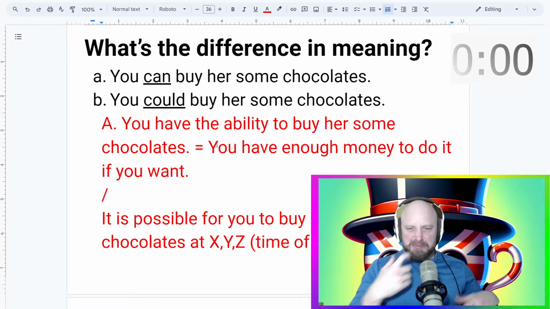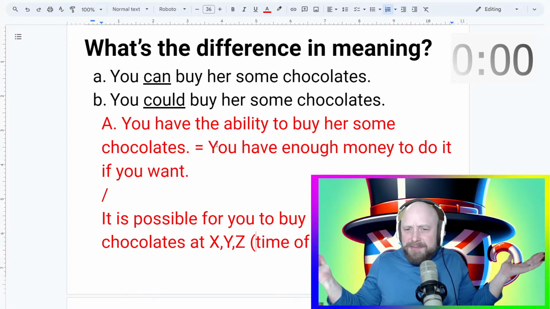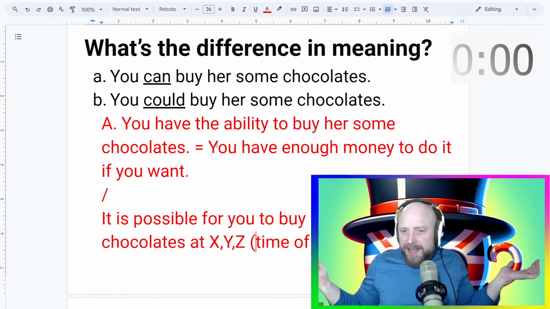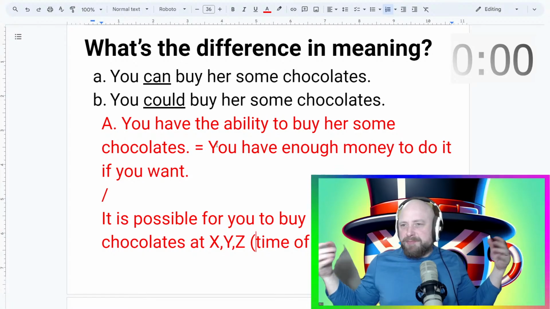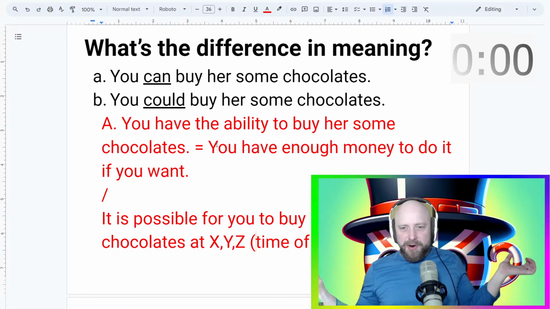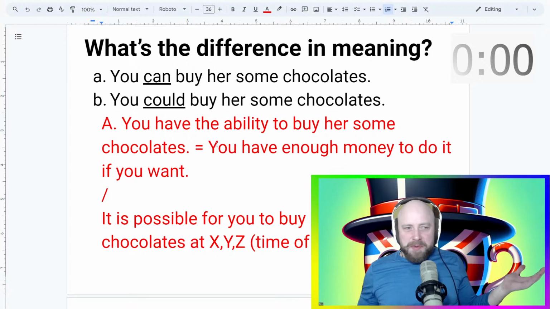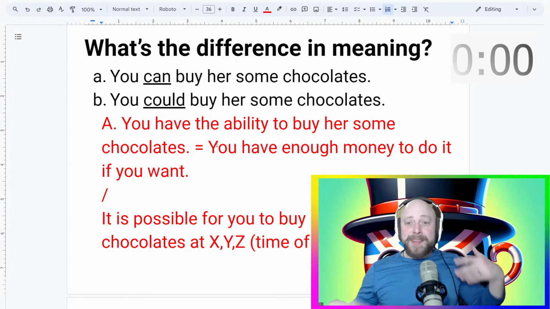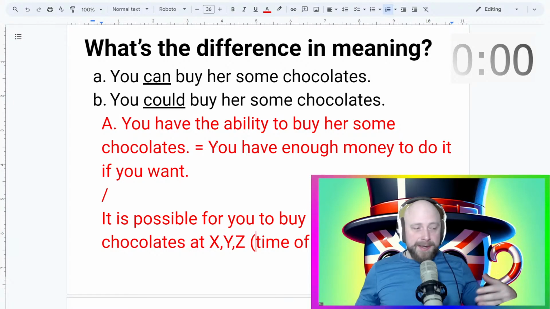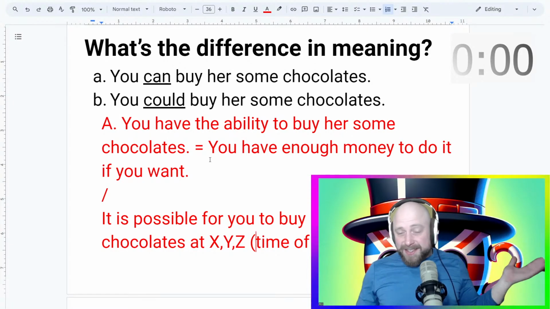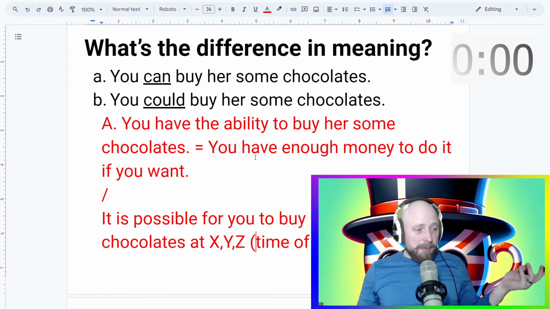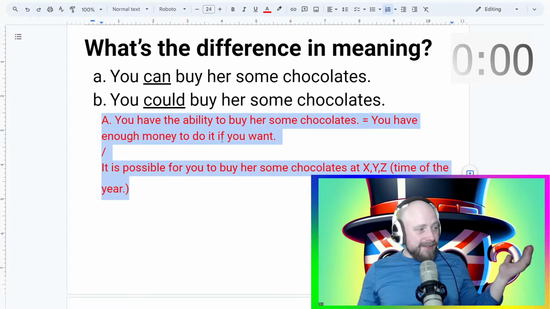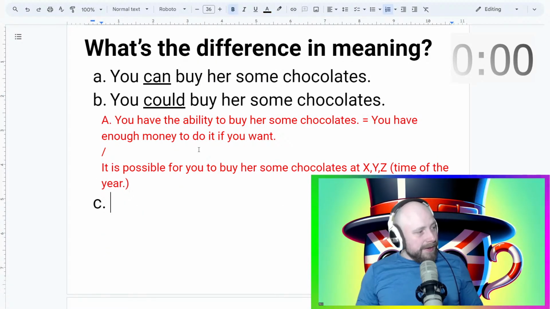For example, why should I go to the supermarket every month? What's the point? Oh, because at the supermarket, you can buy your wife some chocolates, right? That's a general possibility. It means that's something you can do at the supermarket whenever you go. So it might be a reason to go, for example.